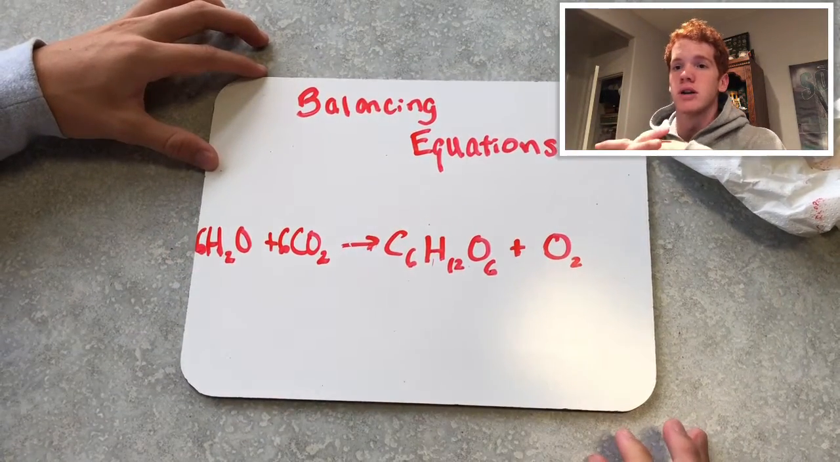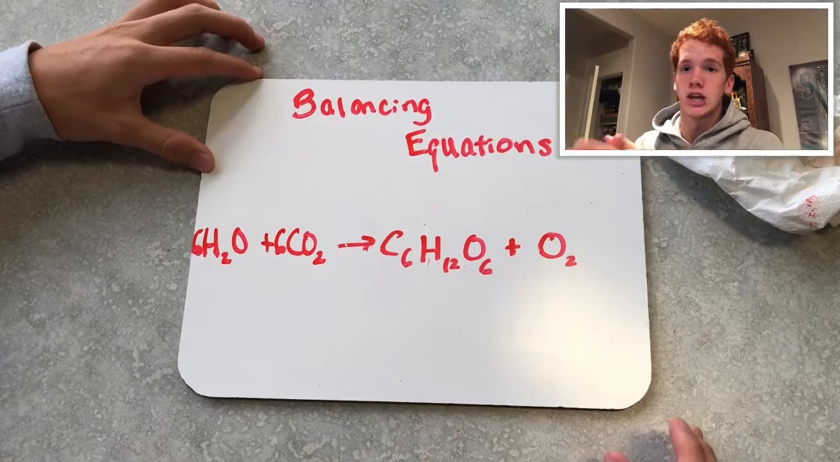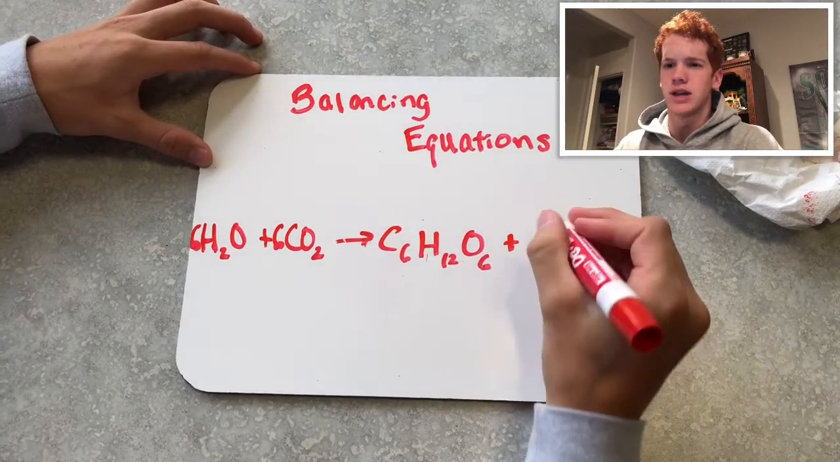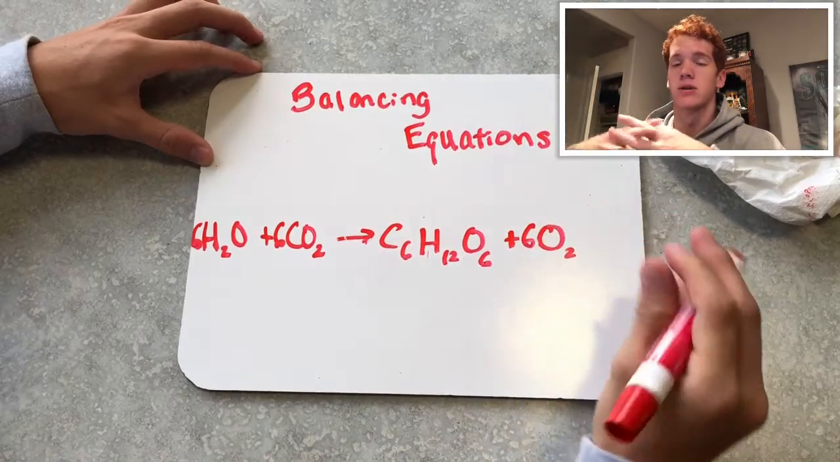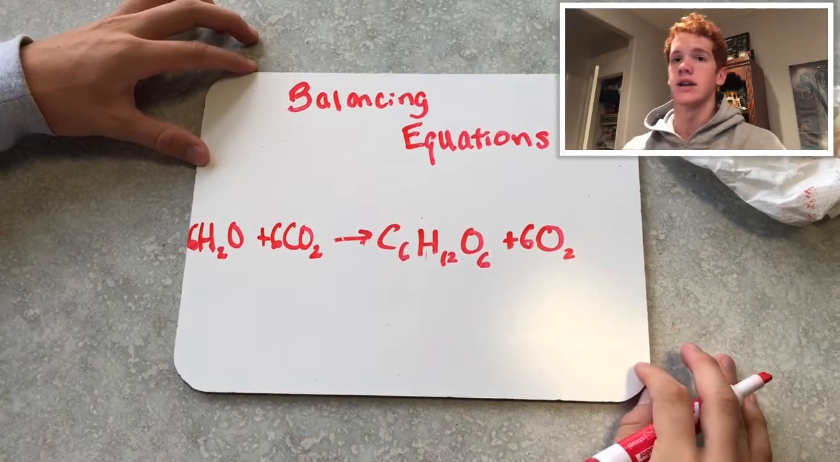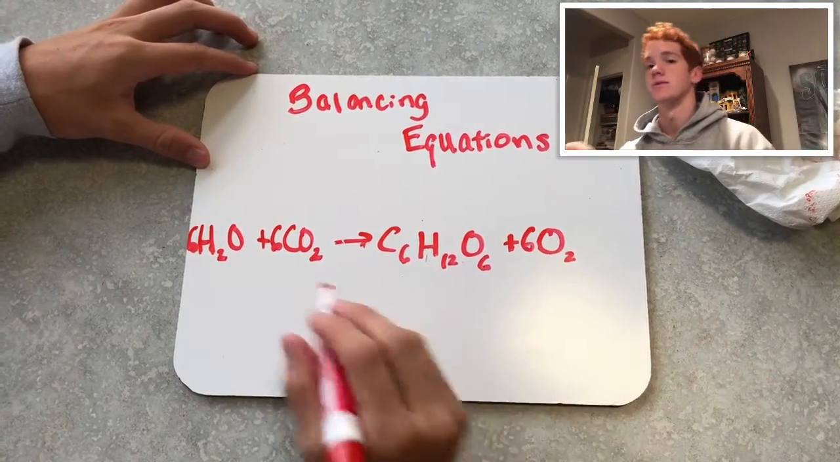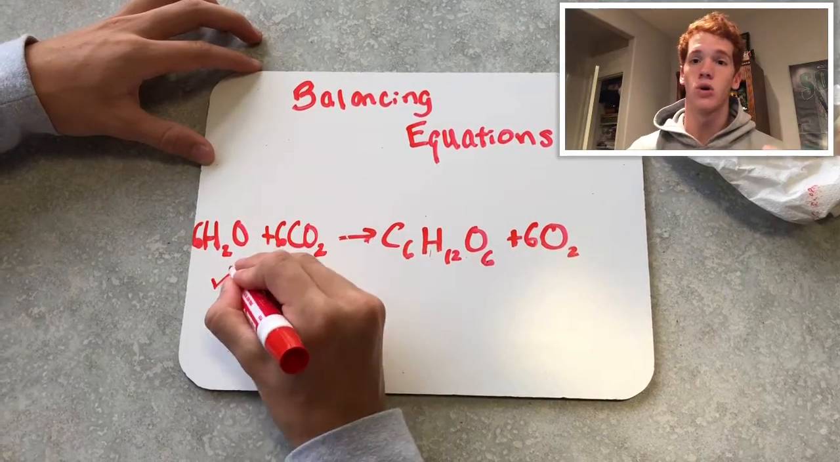And when you're doing this, remember that you can only add coefficients. You can't add a subscript. You can't throw in a little 2 down there on one thing. And so if it is in a compound, everything in there is times by the coefficient. So if it has a subscript of 2 and a coefficient of like 4, it's 8.